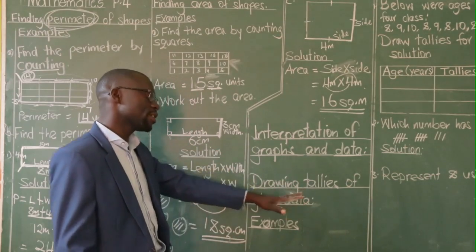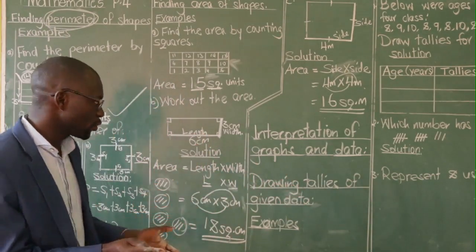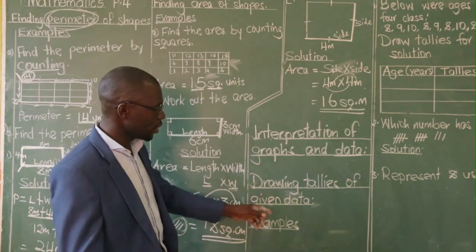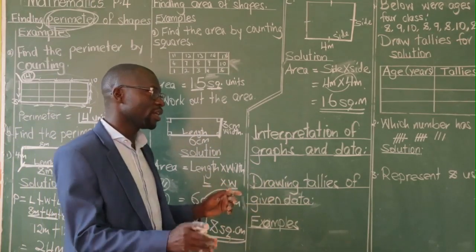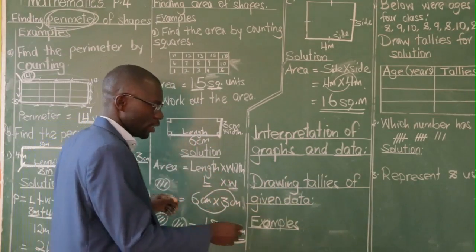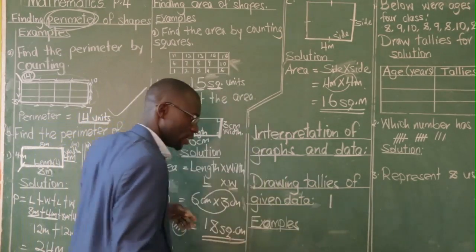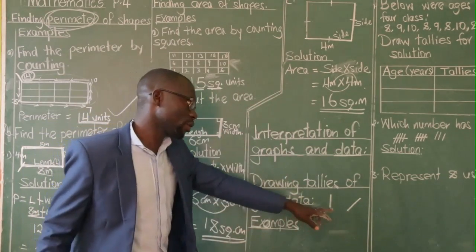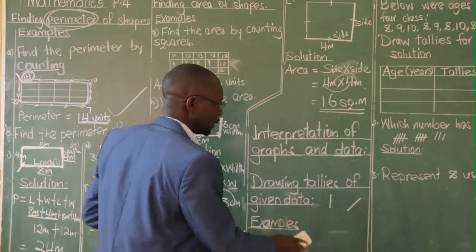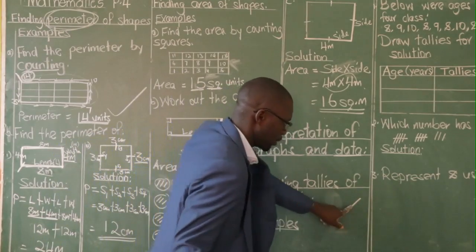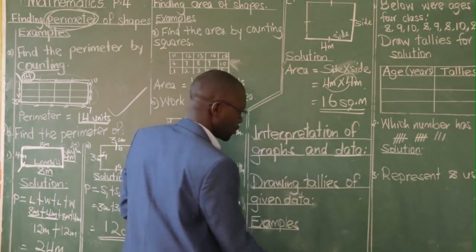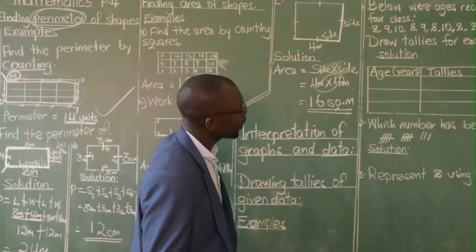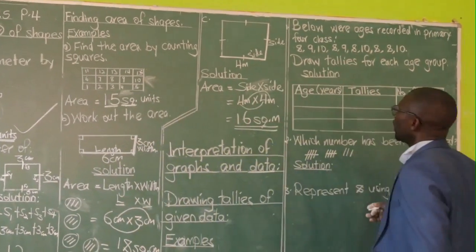A tally is a symbol basically used to represent any number given. Just a symbol, and that symbol is drawn in a very unique way. It's not drawn like number 1, no. It's drawn somehow slanting. So this is the symbol for tally, not this one here. It is this one here, the symbol we use when we are drawing tallies for given numbers.